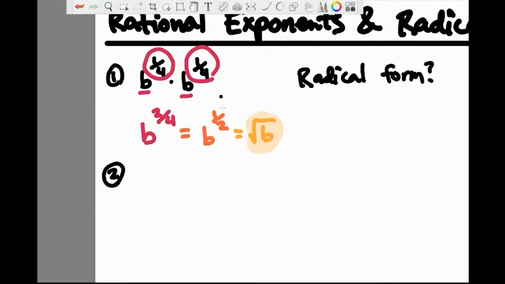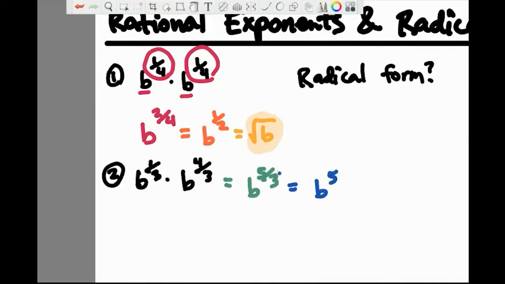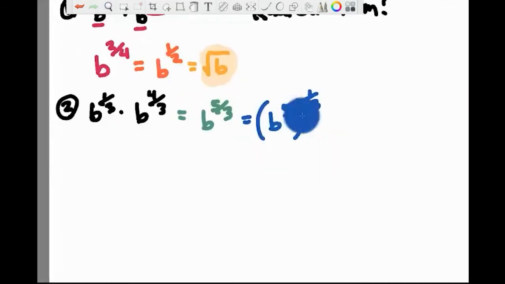Okay, the second one is going to be b to the 1/3 times b to the 4/3. To solve this, we're going to add across here. So 1/3 plus 4/3 is 5/3. But I want this in radical form. There's two ways you can do this. The way I like to do it is I just do b to the 5th, so b to whatever the top number is, and then all of that is raised to the 1/3 power. So what you can do for this is rewrite that 1/3 power to be the cube root, and then you just have b to the 5th. And that's the answer.